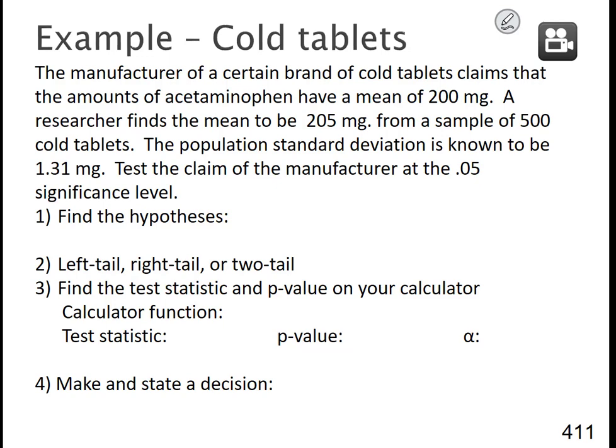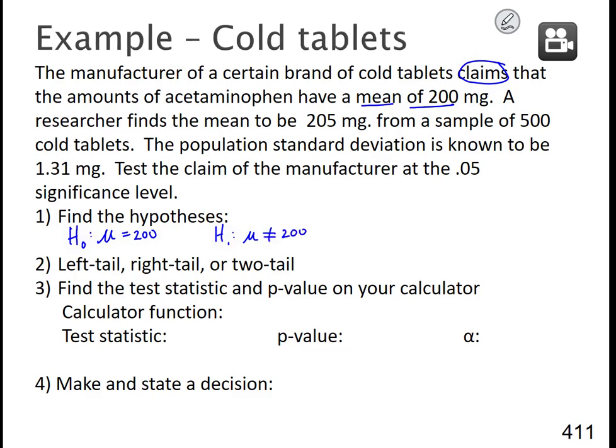So we go to the problem, we find the word claim. We're talking about a mean of 200 milligrams. So hypotheses, null, H sub 0, H sub 1. We're talking about mean. It doesn't say less than or greater than. A mean of 200 is like mu equals 200. And so then the alternative would be mu is not equal to 200.